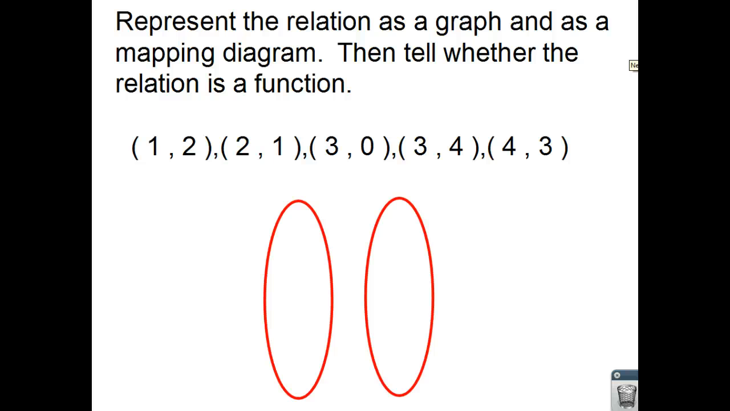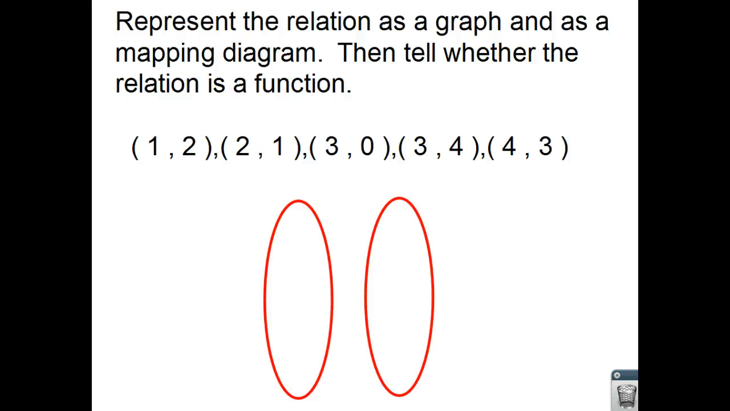All right, example 2. Represent this relation as a graph, which is what we'll do on the next screen, and as a mapping diagram, which we can do here on the bottom. And then through whatever method you want to use, you will be able to determine whether or not this is a function.